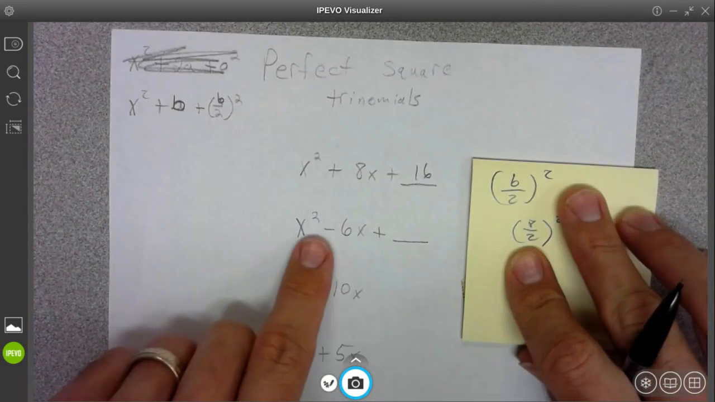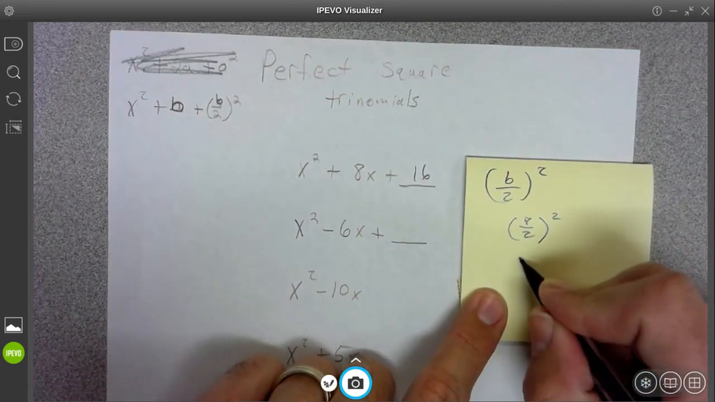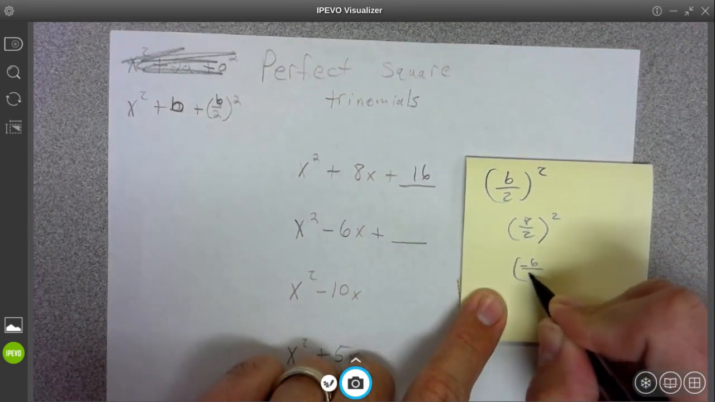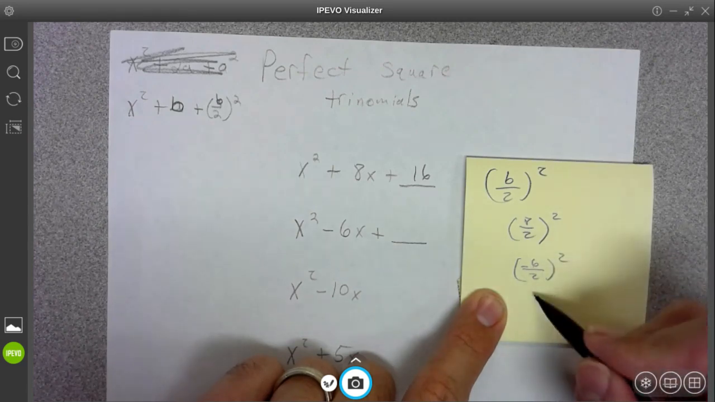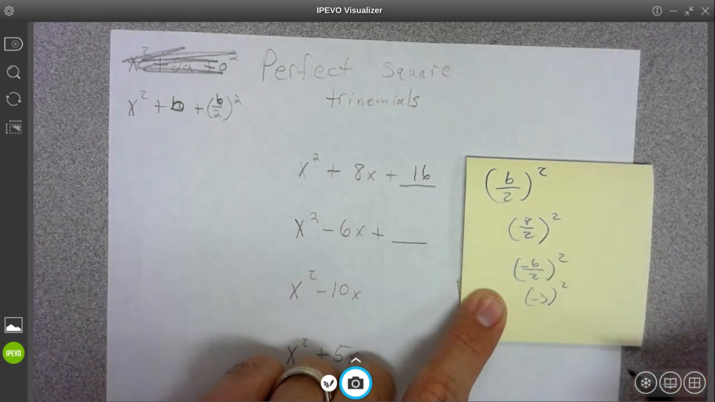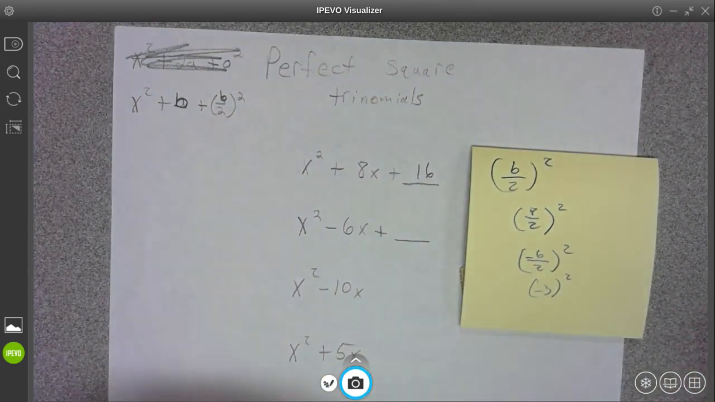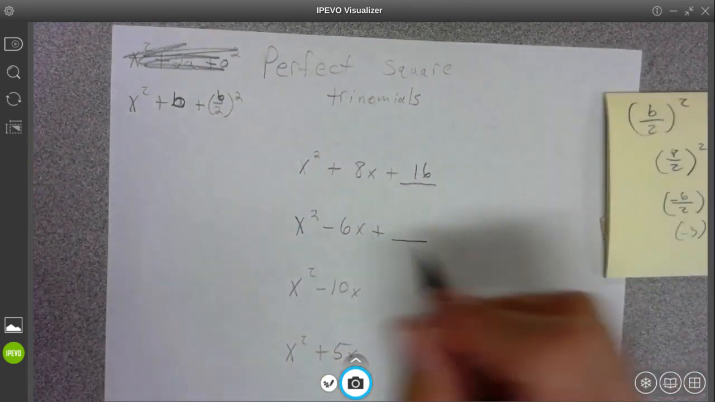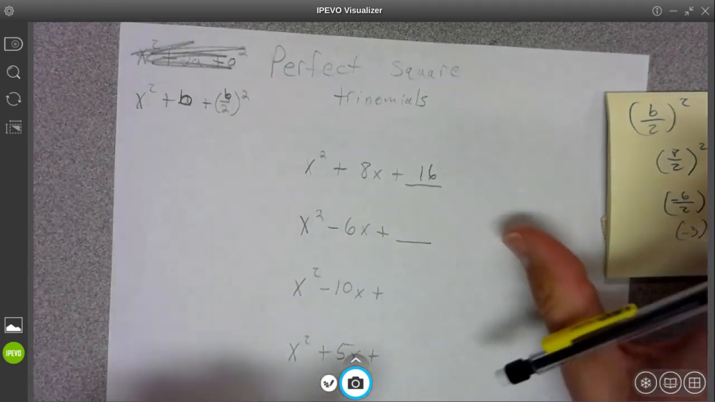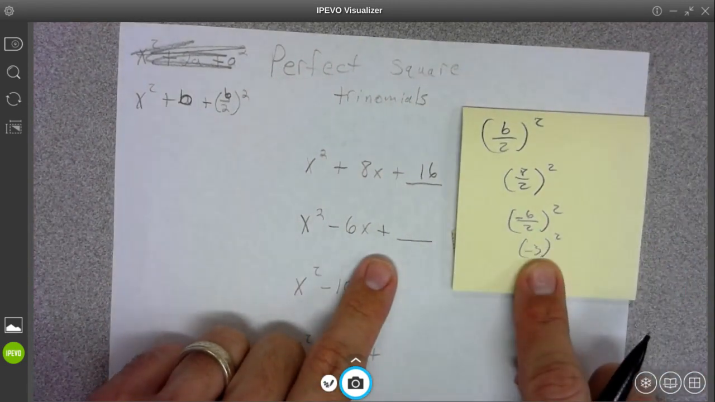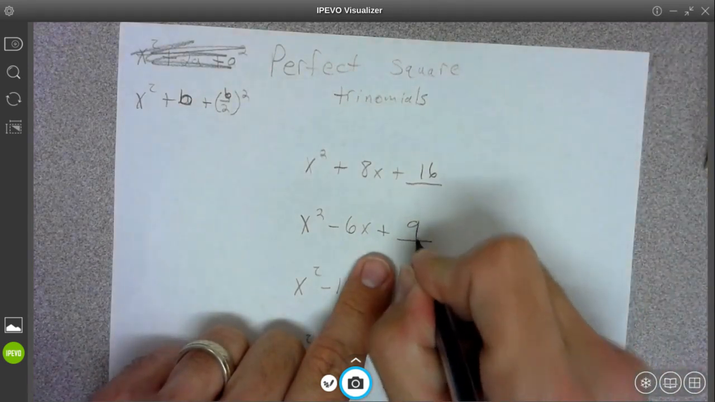All right, let me do this one here. Half of the negative 6 and then square that. So half of negative 6 is negative 3. But when you square that, it's going to be positive. So that's why this number over here is always going to be addition, because when you square it, it makes it positive. This is 9.